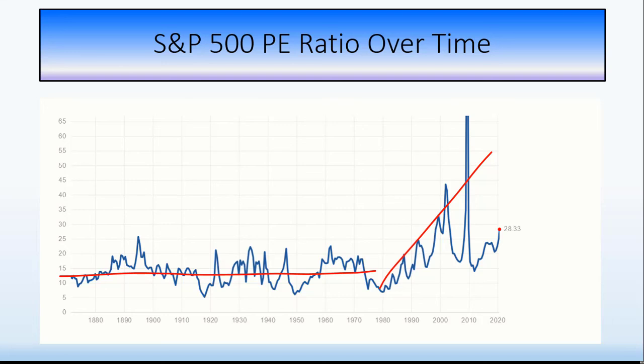Benchmark your individual stocks against the S&P 500 in terms of a PE ratio, and that'll help indicate when stocks are good buys and when they're not. That'll indicate a stock that has a high PE ratio versus a low PE ratio.